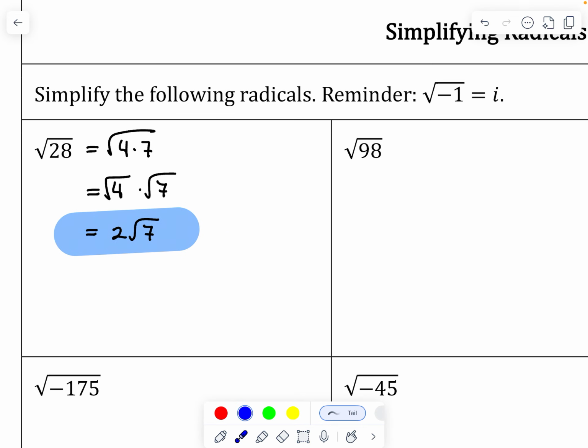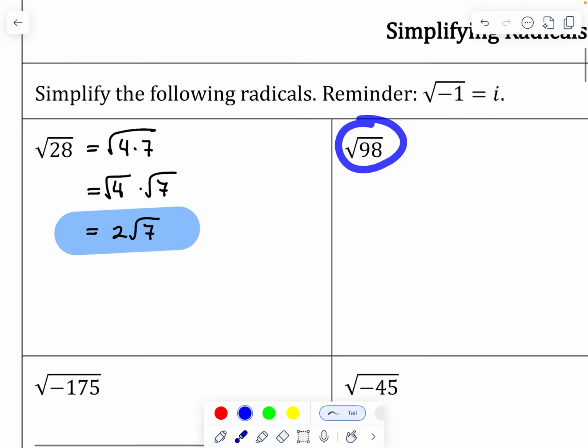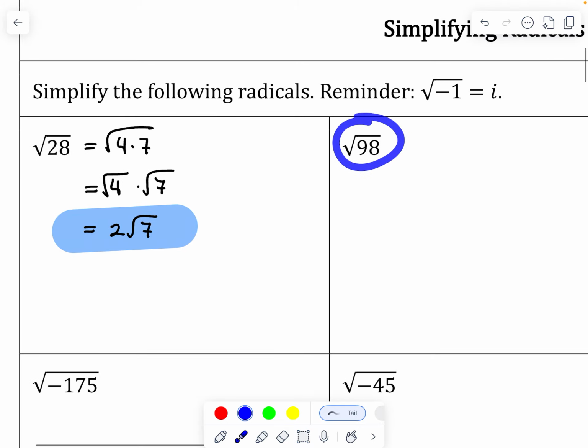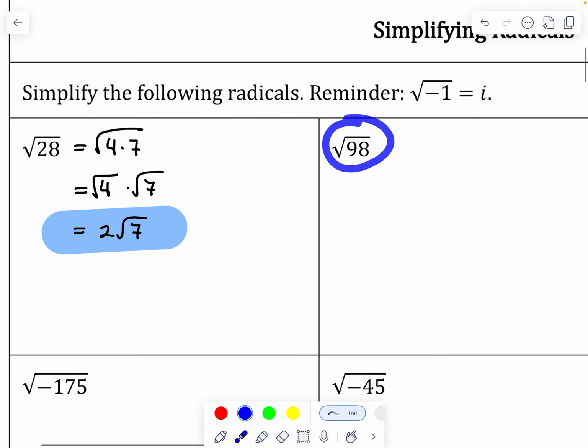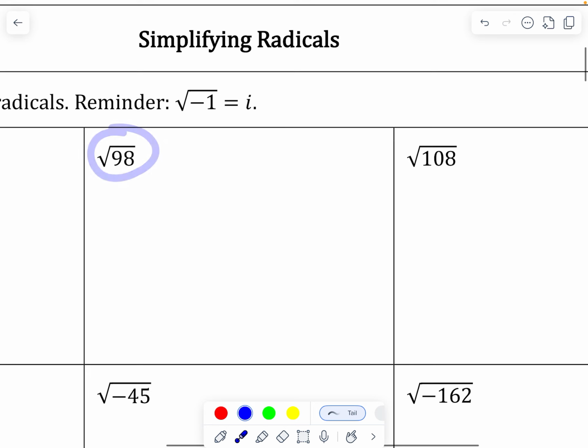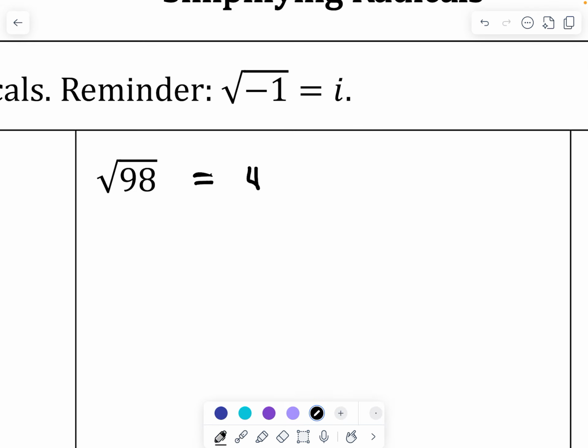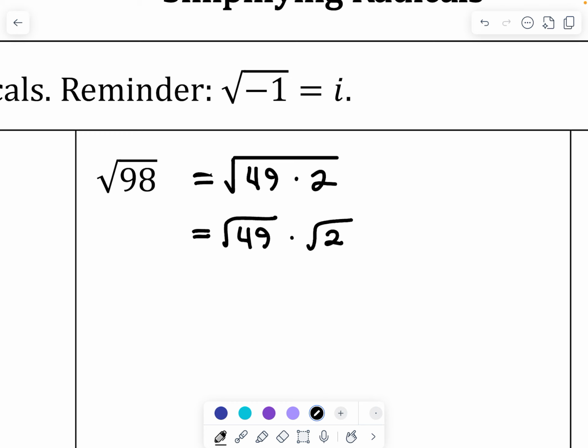So again, with this 98, you're going to ask yourself, 98 is not a perfect square number, but which perfect square number is 98 divisible by? And that's going to be 49. 98 is 49 times 2. We can split this up into root 49 times root 2, and root 49 is 7. 7 root 2.